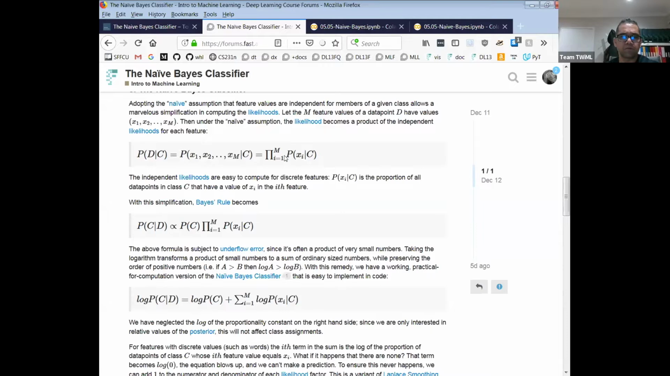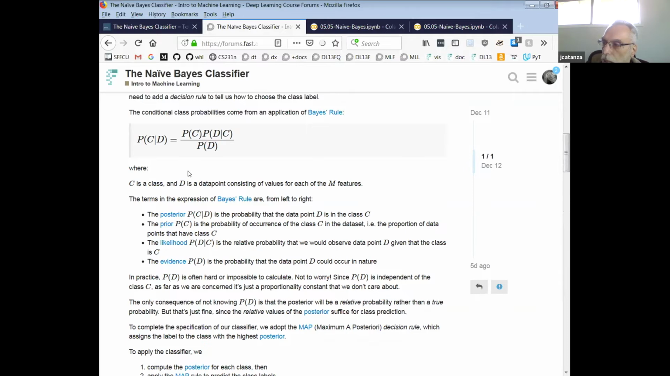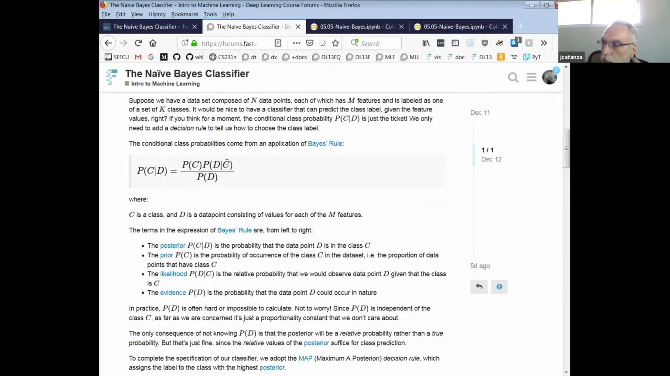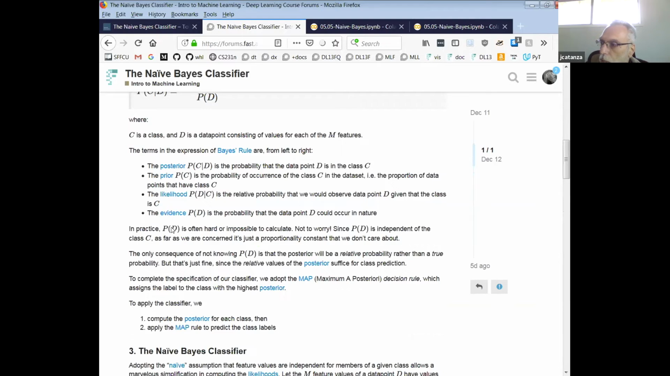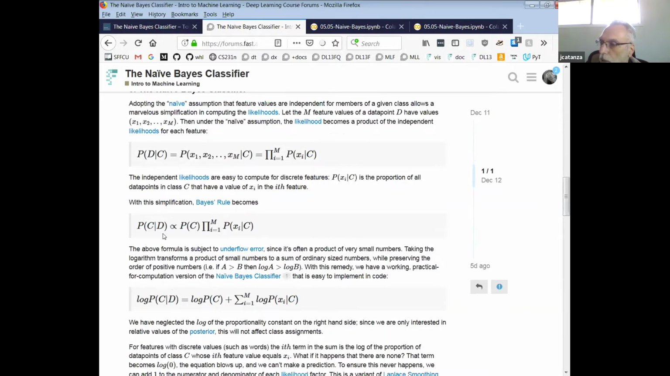Yeah. So now I'm going to substitute this equation into the Bayes classifier expression here. I'm basically going to substitute for this term here, which we just said can be written this way. And then when I do that, I have this equation.